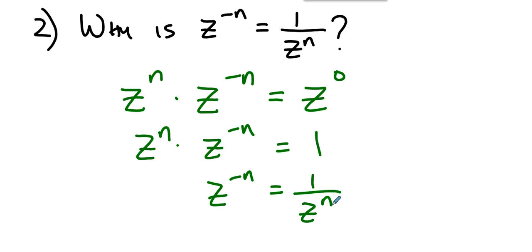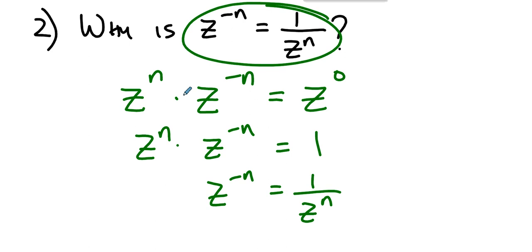So we do not have to say that this is a definition. There are some people who say, well, we define z to the negative n. No, we don't define z to the negative n. We infer what z to the negative n must be based on what we know about laws of exponents.